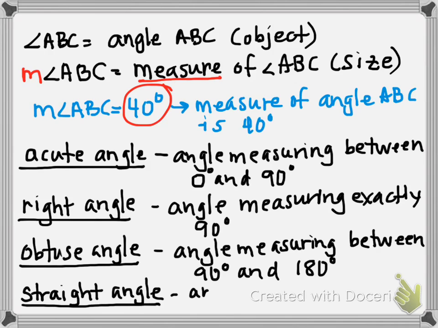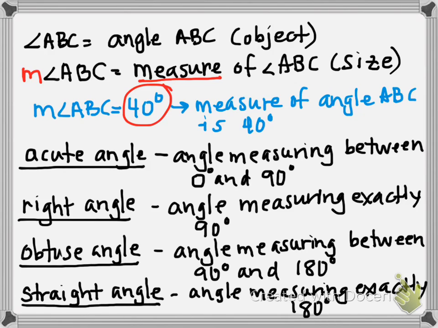So that's an angle measuring exactly 180 degrees. Okay, all right, so here we go into a couple postulates. So remember how we signify a postulate? It's a star and an underline.